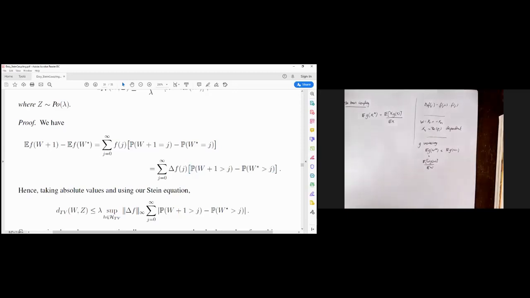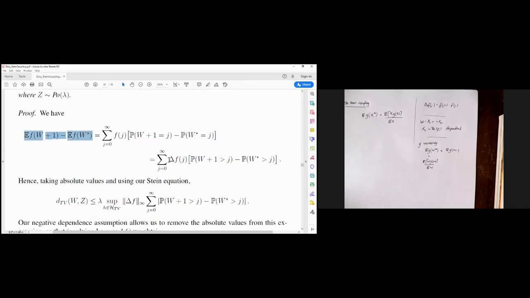And then, well, what do I want to do? I want to take the absolute value of these things. So we'll do the completely obvious thing and use the triangle inequality to take absolute values inside this sum. I didn't mean to do that, but never mind. So we take absolute values inside this sum.